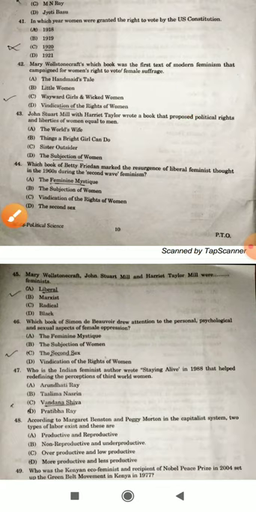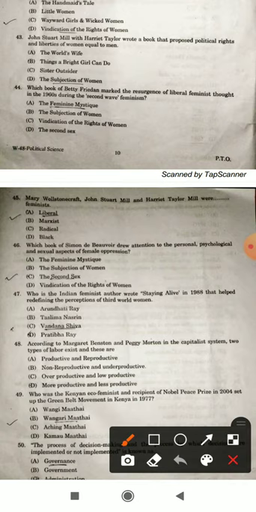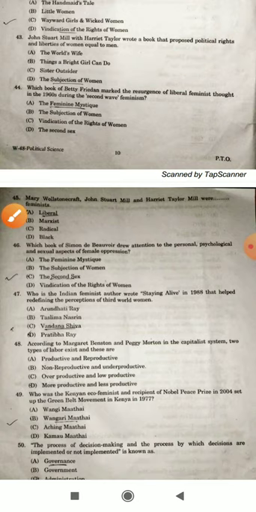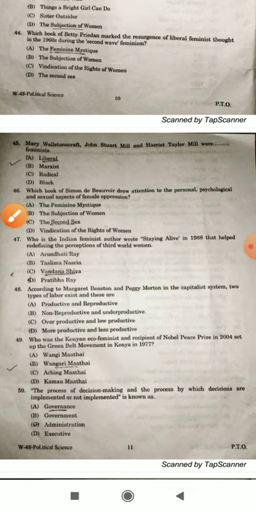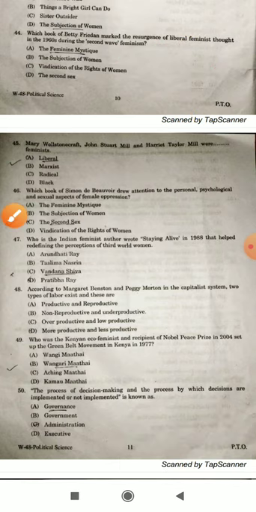Question number 43. John Stuart Mill with Harriet Taylor wrote a book that proposed political rights and liberties of women equal to men. Answer is D, The Subjection of Women. Question number 44. Which book of Betty Friedan marked the resurgence of liberal feminist thought during the second wave of feminism? Answer is A, The Feminine Mystique.